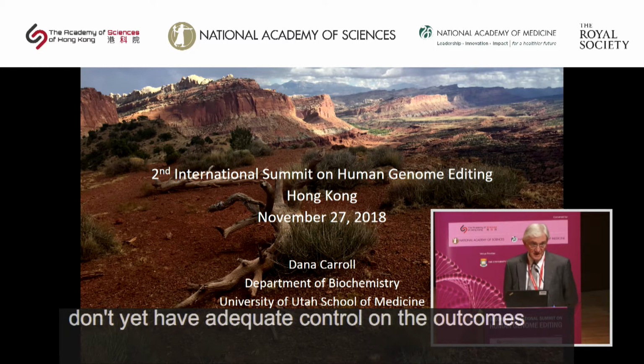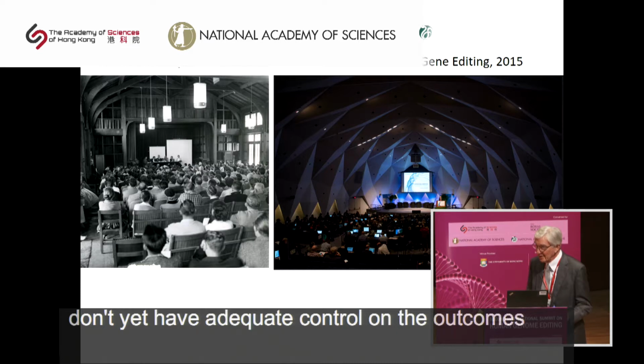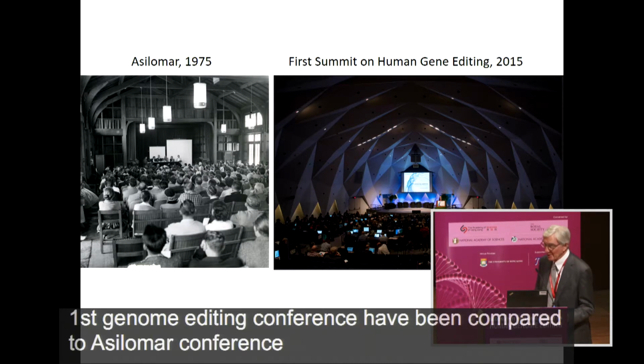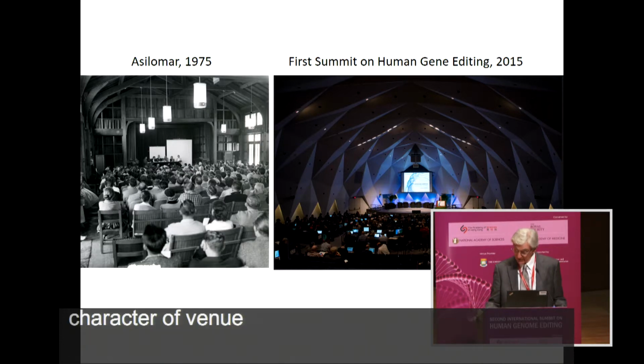And like Dr. Baltimore, I attended both conferences, and I believe the analogy is apt in some ways, but there are also substantial differences. This is true not only of the character of the venue, which was rather rustic in the case of Asilomar and very grand in the case of the first Summit on Human Gene Editing. But there are other differences as well, one of which was that in 1975, we had only a vague idea of the potential applications and possible hazards that might accompany the ability to propagate arbitrary pieces of DNA from essentially any organism in bacteria.